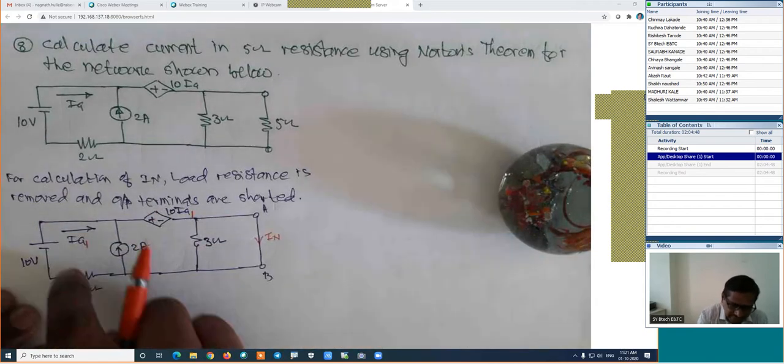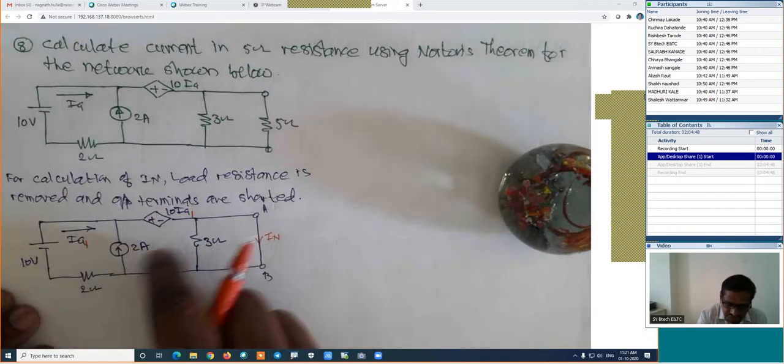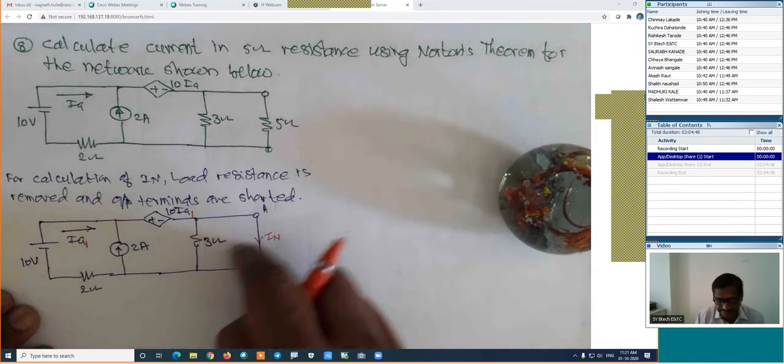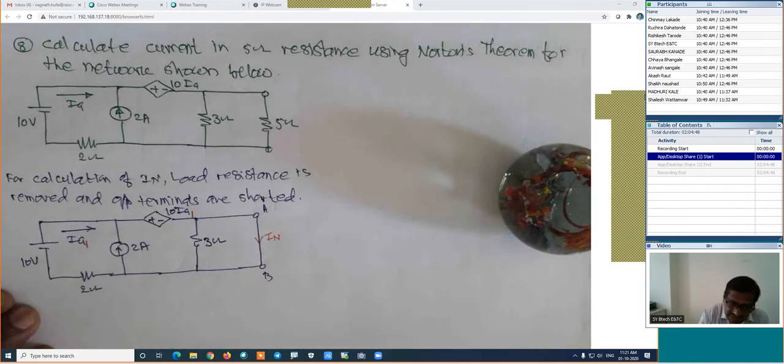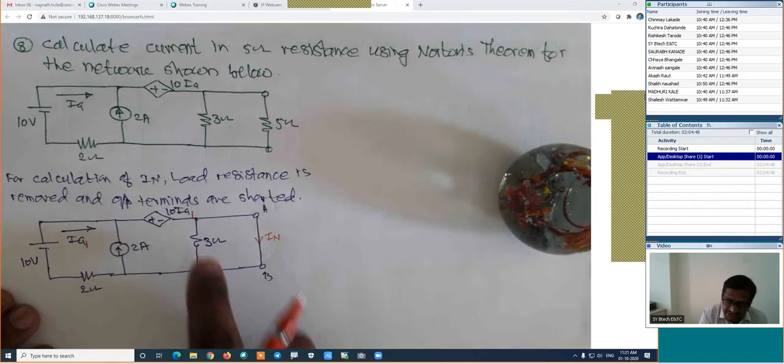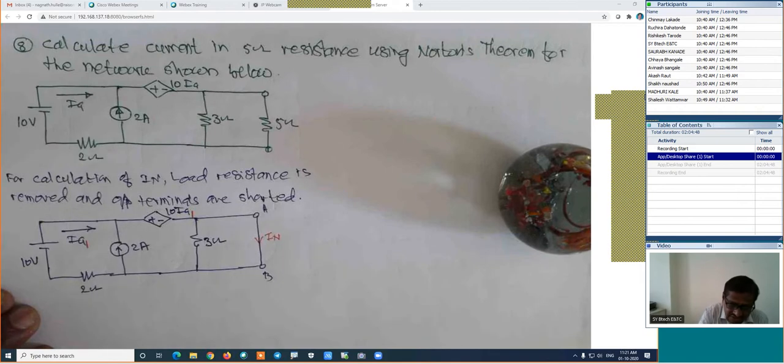We are not able to apply the KVL to this loop or this loop, use the super mesh. Apply the KVL, you will get one equation, second equation from this current source branch, and third equation from this loop. Otherwise, this short circuit is completely parallel to this branch. Find out its parallel combination because we are not interested in the current in this branch.